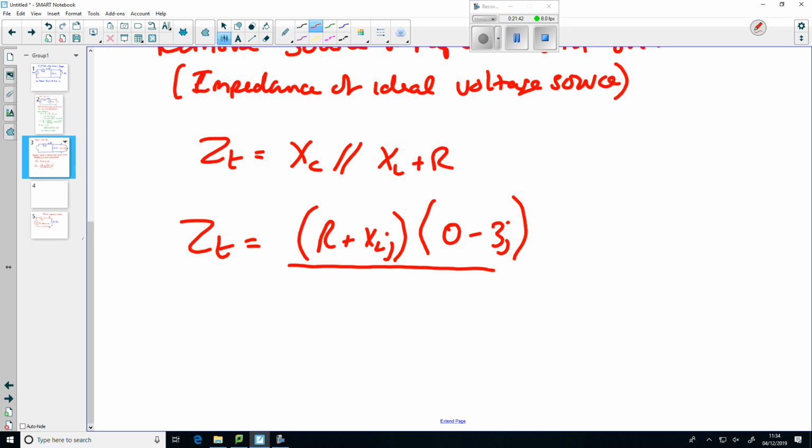That's the capacitive reactance on its own. And then the bottom will be all three added together. So it'll be R plus XL minus XC J. Now we want to multiply. Let's just do it like that.